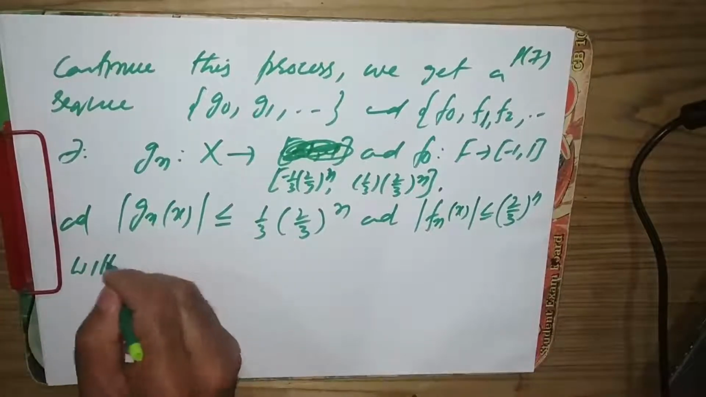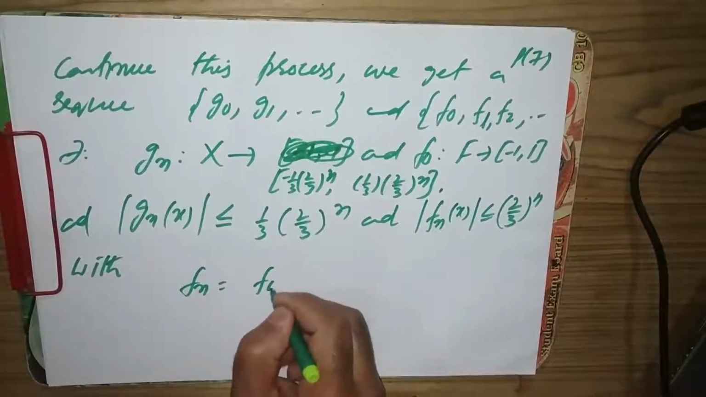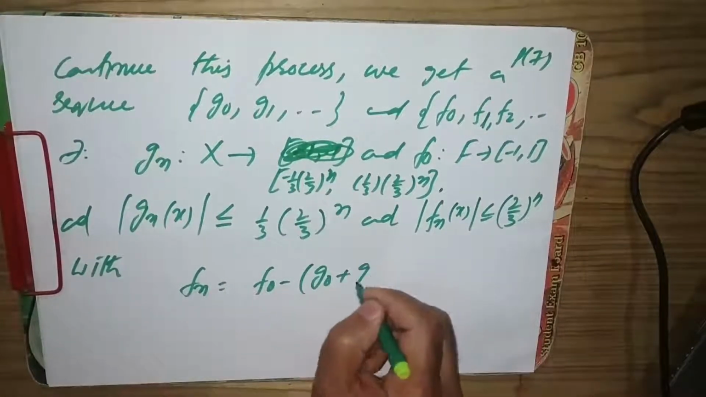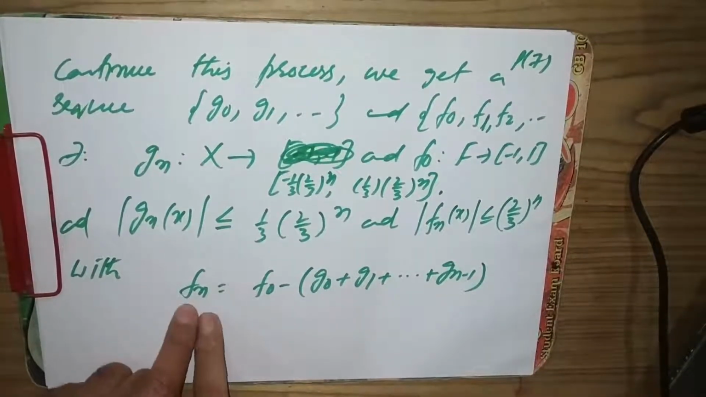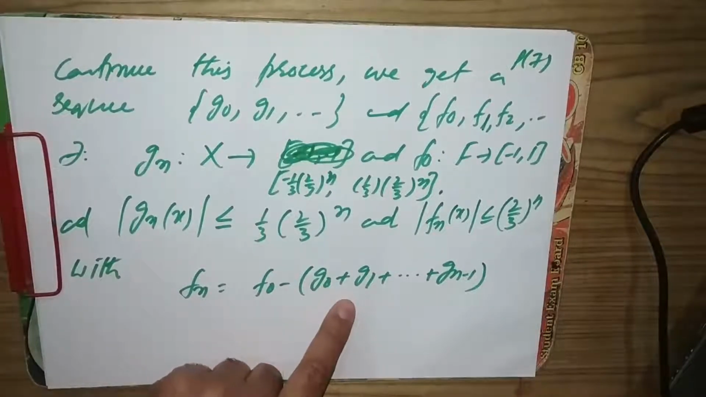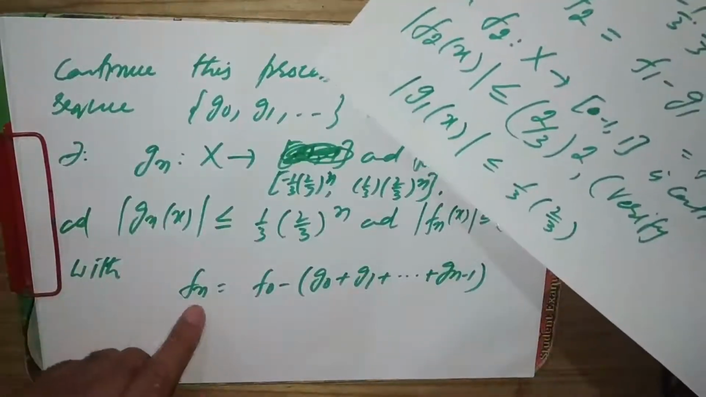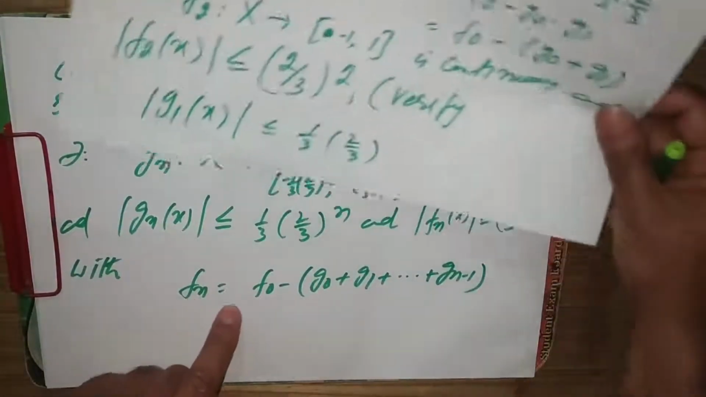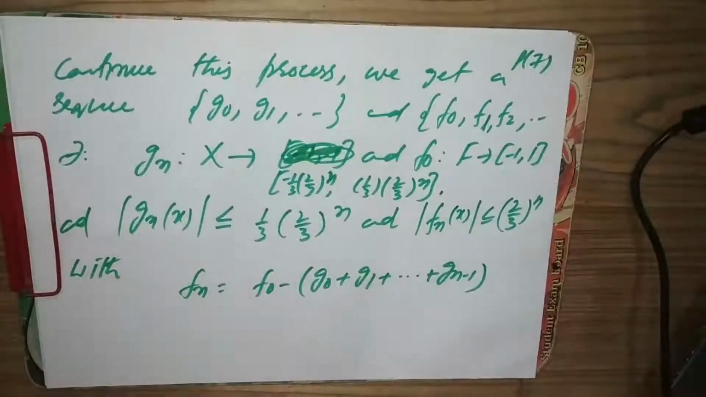With this condition, these g_n and f_n are connected by the following relation: f_1 is equal to f_0 minus g_0, f_2 is equal to f_0 minus g_0 minus g_1. So in general, f_n is equal to f_0 minus (g_0 plus g_1 plus up to g_{n-1}). That's your f_n and g_n.